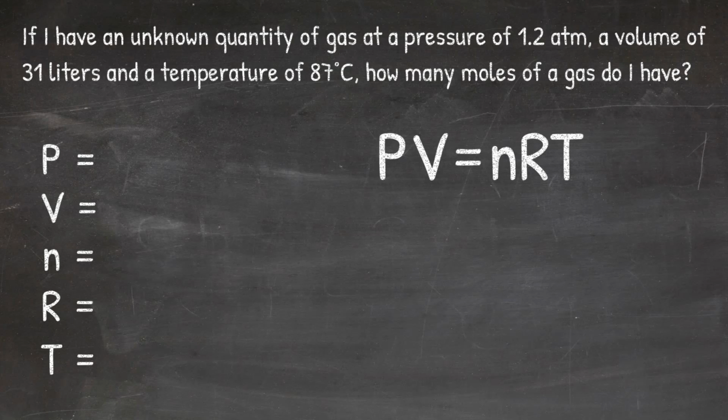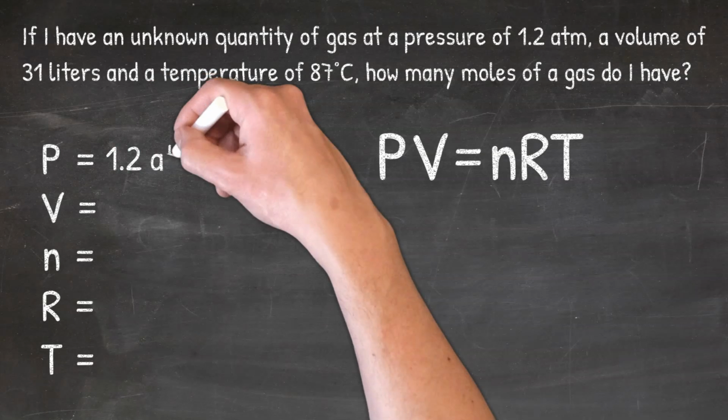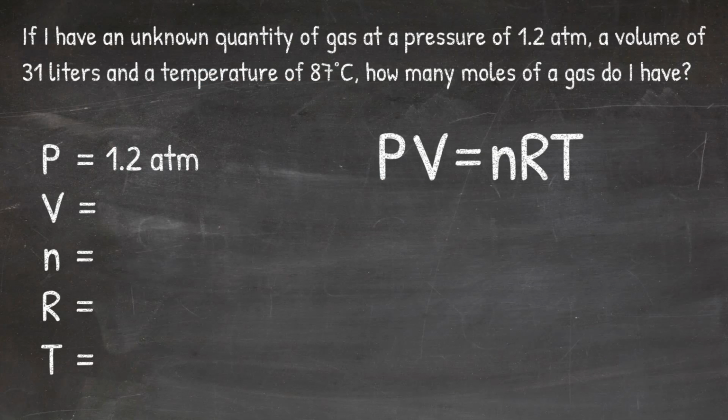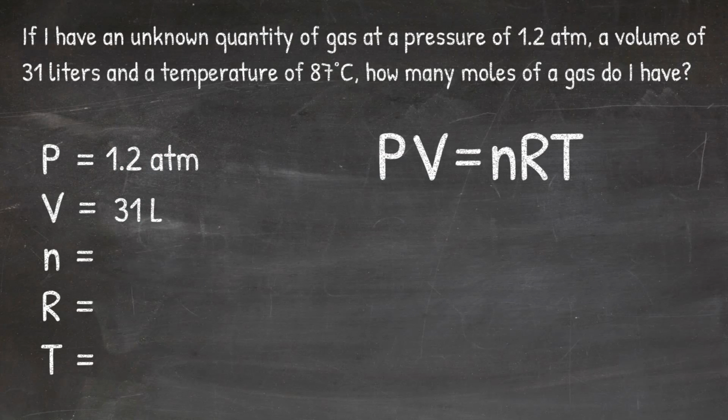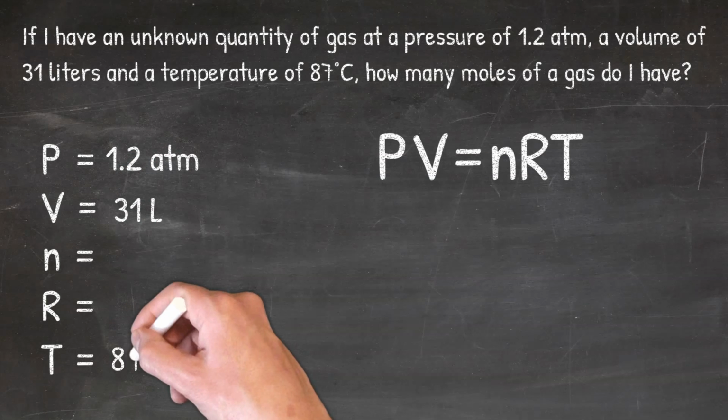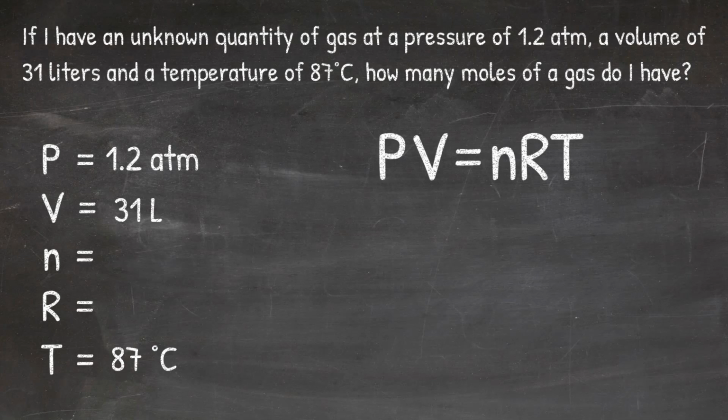So again, we're going to read the problem and pull out each number and match it with a variable. It tells me I have an unknown quantity of a gas at a pressure of 1.2 atm. So I'll plug in 1.2 for atm. It tells me I have a volume of 31 liters, so I'll plug in 31 for V, and a temperature of 87 degrees Celsius, so I'll plug in 87 degrees Celsius for C.